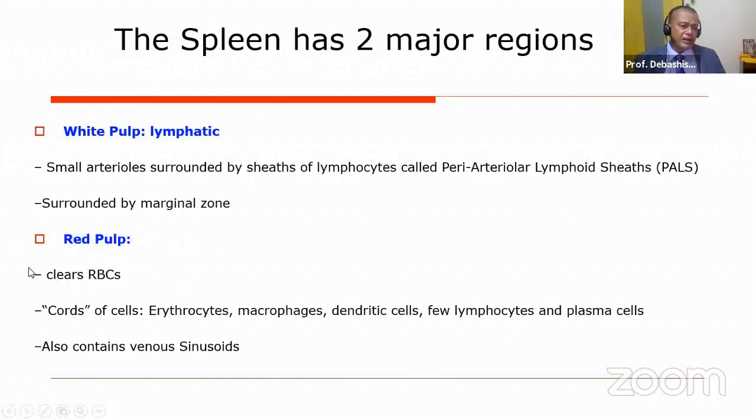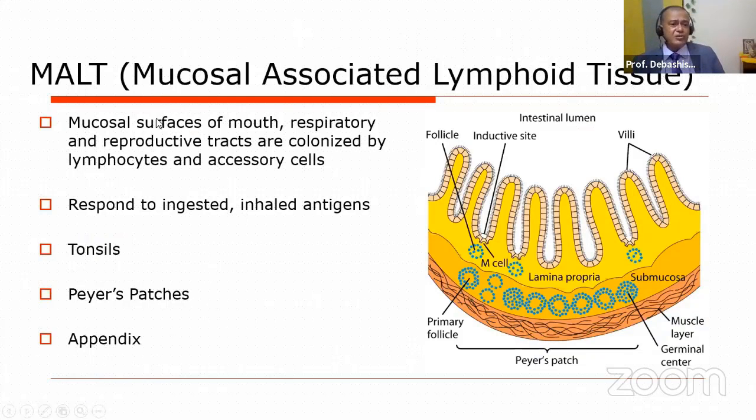The red pulp clears RBCs, and it has cords of cells including erythrocytes, macrophages, dendritic cells, few lymphocytes, and plasma cells, and also contains sinusoids. The MALT, mucosa-associated lymphoid tissue, is present on the mucosal surfaces of the mouth, respiratory and reproductive tracts, and they are colonized by lymphocytes and accessory cells. It is also in the gastrointestinal tract. It responds to ingested or inhaled antigens. Also they are present in tonsils, Peyer's patches, and the appendix.